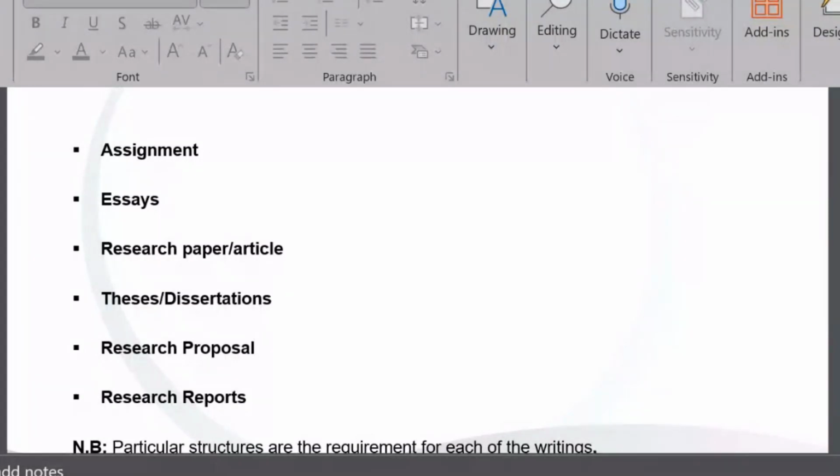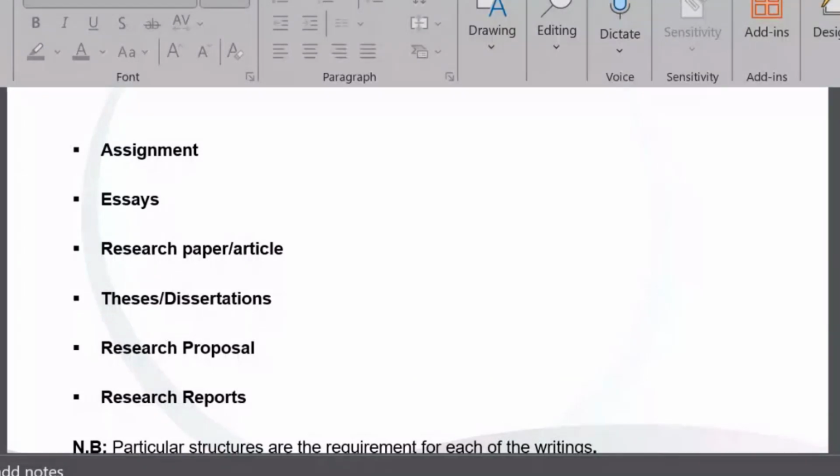Your assignment, most of the time, they'll give you a topic. Then you have to indicate the introduction, your discussion, and also your conclusion. The essay is almost similar, but your research paper or article also has its own structure, okay? Most of the time, it has an abstract, your keywords, the introduction, the methodology, and it also talks about findings and results, and yeah, that's the conclusion. So you have to adhere to that structure, okay?